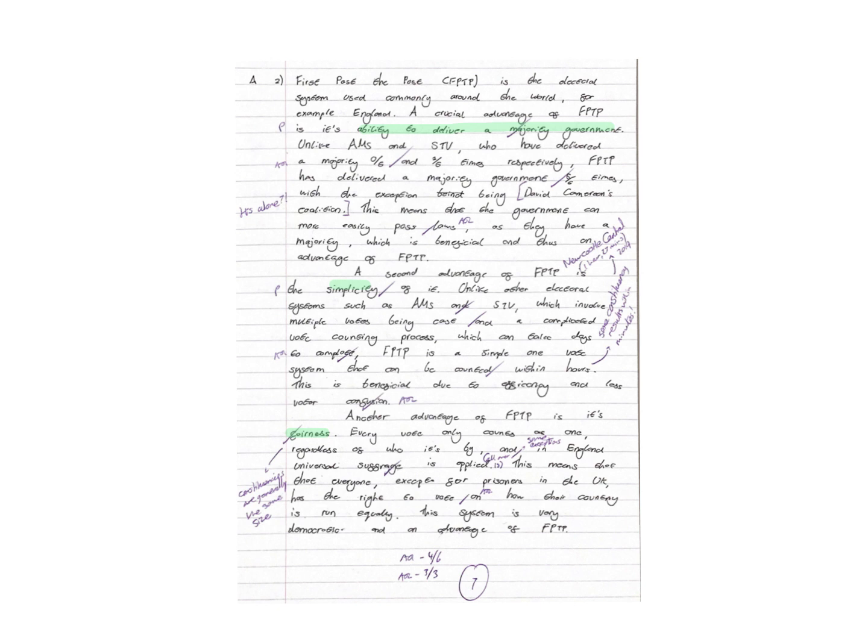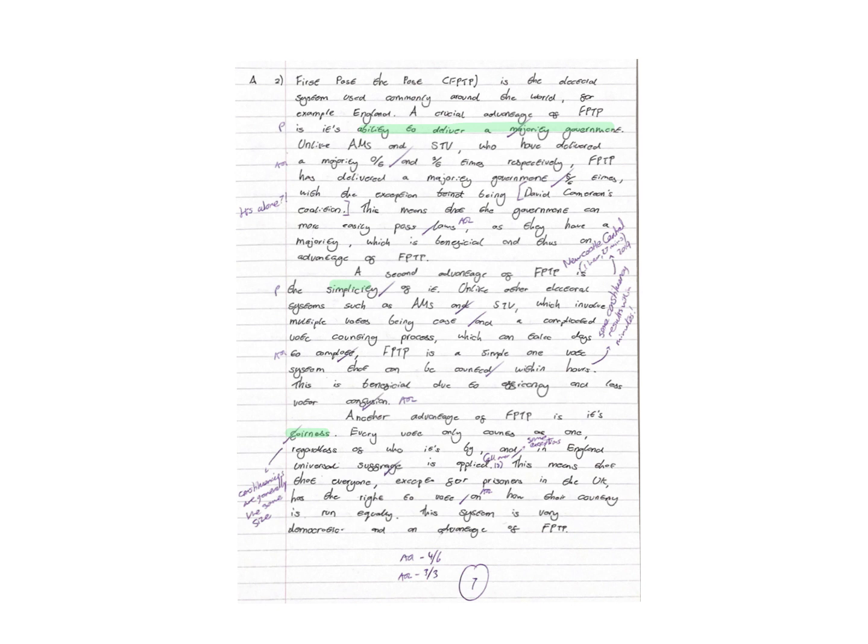And then this idea of fairness. It says every vote only counts as one, regardless who it is. In England, universal suffrage is applied. So here, this idea of people only vote once. I think you could also mention that constituencies are generally the same size, roughly 80,000 people in each of them. And when it says universal suffrage, it's most, with some exceptions, it's everyone over the age of 18.